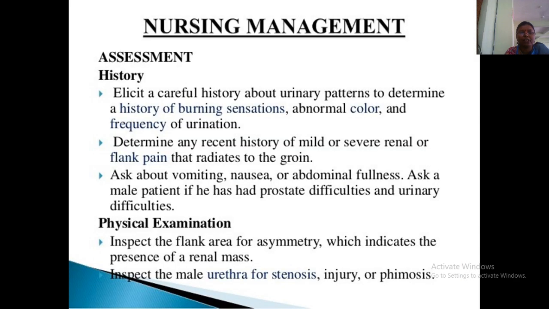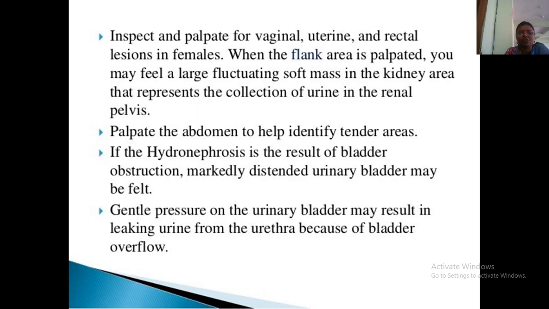Nursing management, if you see, assessment: history must be taken in detail about the pain, and ask about vomiting, nausea, abdominal fullness. Ask a male patient if he has had prostate difficulty and urinary difficulty. Physical examination: inspect the flank area for asymmetry, which indicates the presence of a renal mass. Inspect the male urethra for stenosis, injury and phimosis. Then inspect and palpate vaginal and urethral lesions in the female.